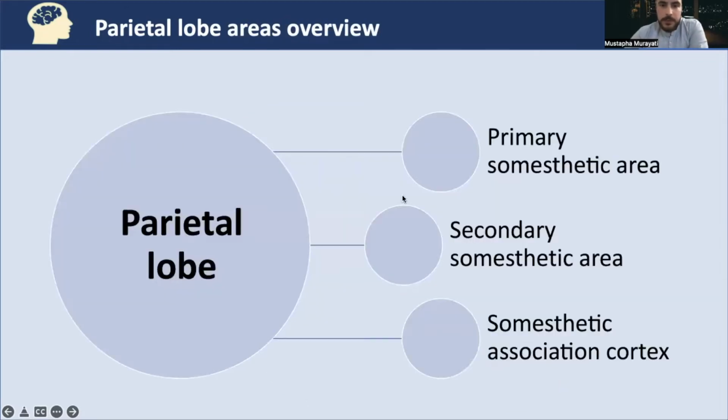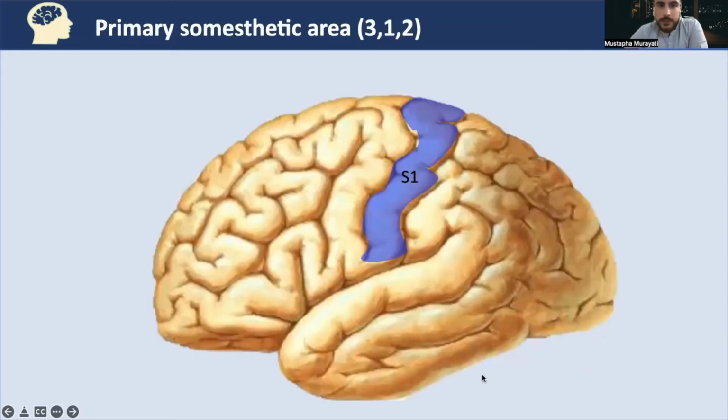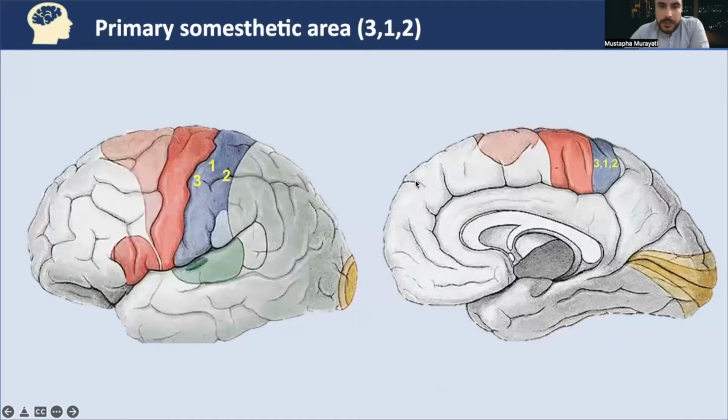In the parietal lobe, we will talk about three main functional areas: the primary somatosensory area, the secondary somatosensory area, and the somatosensory association cortex. Let's start with the first part, the primary somatosensory area, Brodmann areas 3, 1, and 2. Indeed, they are not 3, 2, 1, nor 1, 2, 3. They are 3, 1, 2, according to the direction from anterior to posterior. So they are just like that, 3, 1, 2.